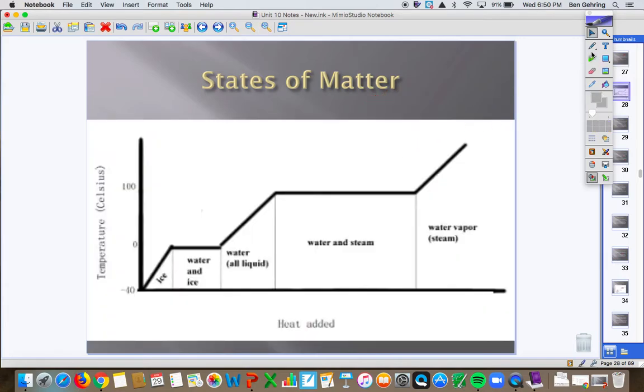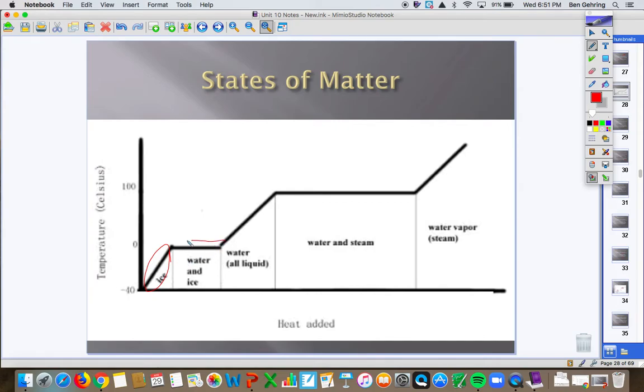This graph is showing you your phase changes. If you can understand this graph, this unit makes a whole lot of sense. So the temperature we have on the left in degrees Celsius, the bottom we have energy or heat. So from negative 10 to 0 degrees, we are increasing in temperature, we're increasing in heat. But this is a solid state, this is ice.